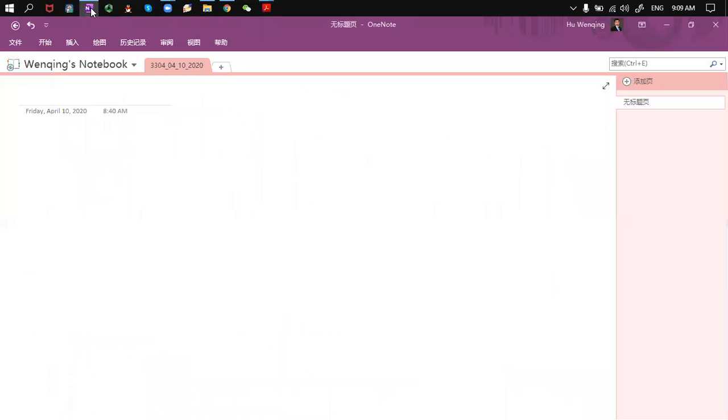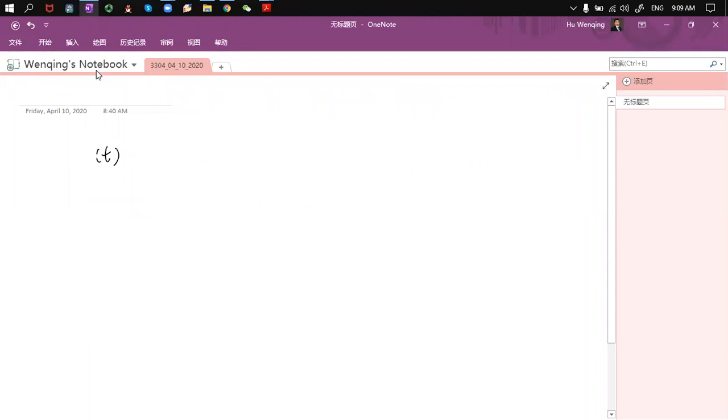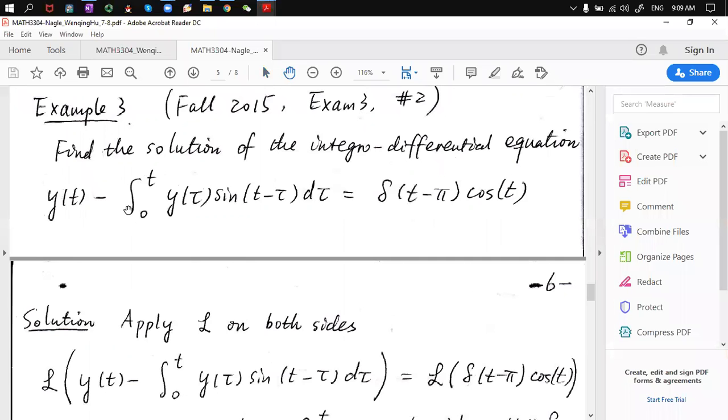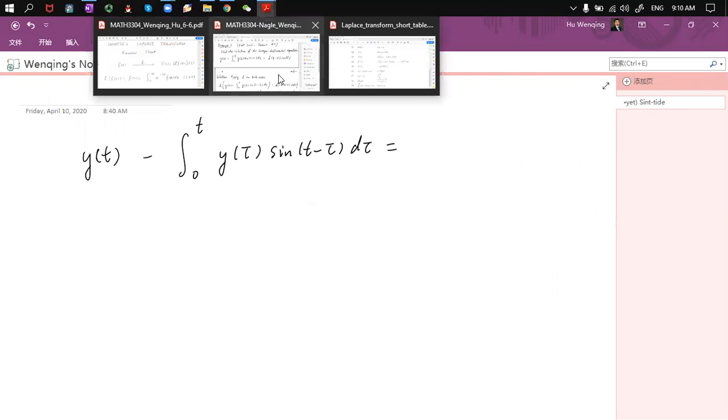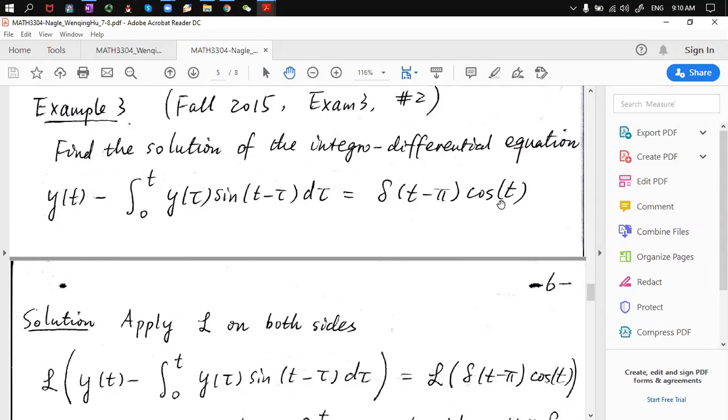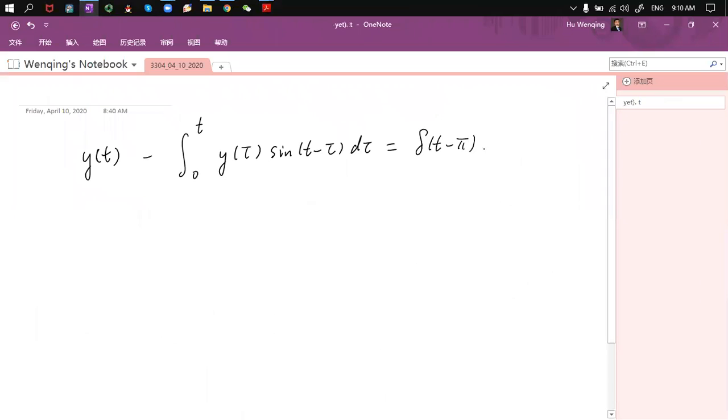Let's see. The question says I want to solve this equation: y of t minus the integral from 0 to t of y(tau) sine(t minus tau) d tau is equal to delta(t minus pi) cosine t. So you want to solve this integral differential equation, and there's a delta function here.